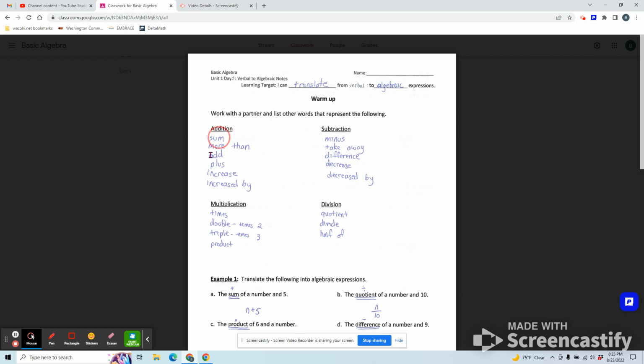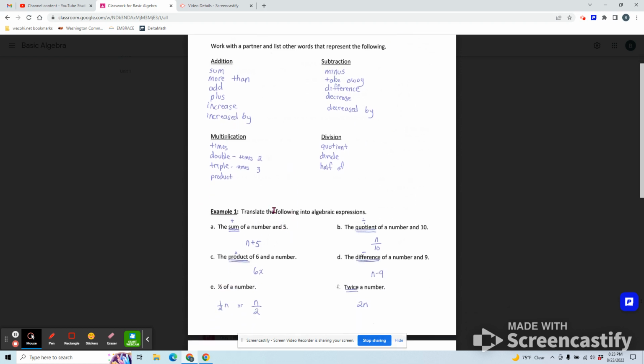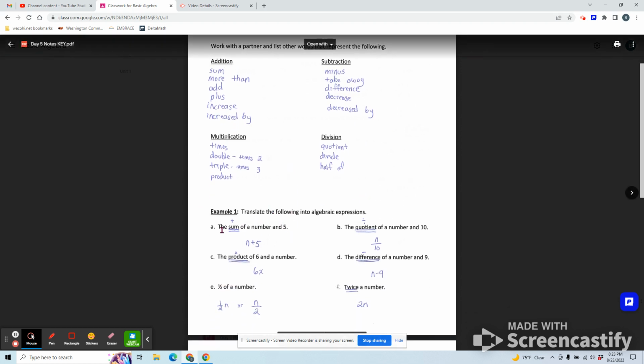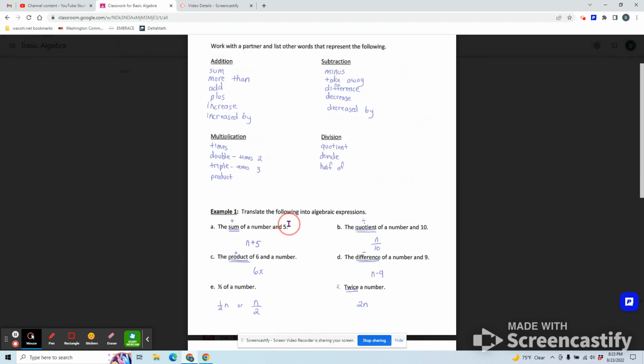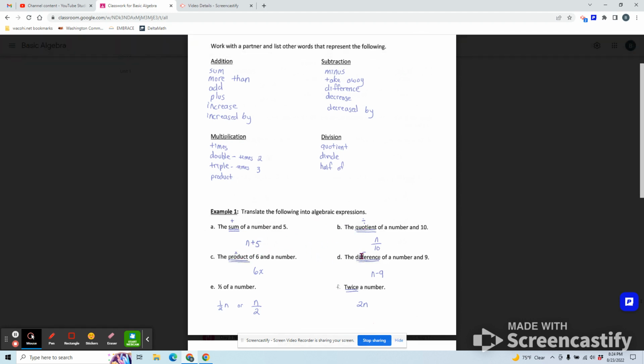And we're going to use all of these words to help us create an algebraic expression. So translate the following into algebraic expression. That means I'm going to start with some words and I need to turn it into an expression, which is what this is in blue. So I underlined the operations and I put what the operation was above it.